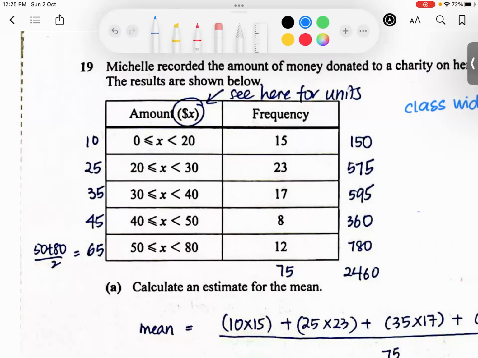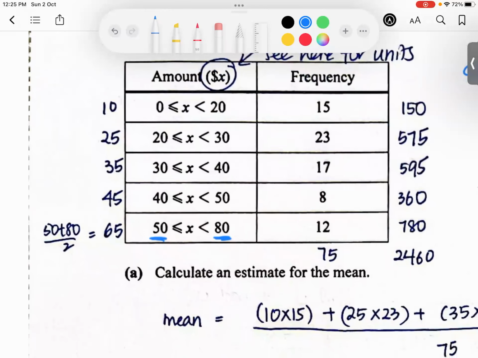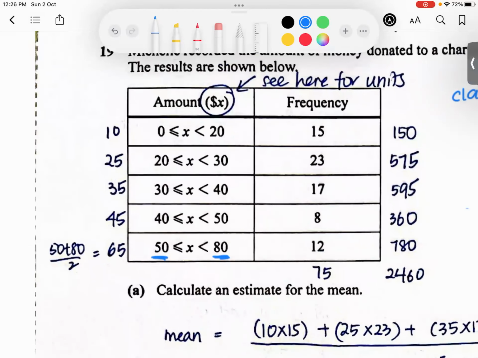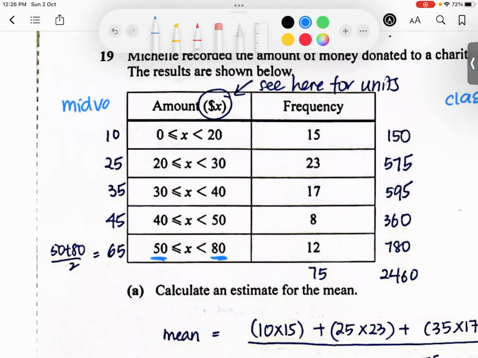How do you find the numbers? Take the two endpoints, add them together, divide by 2. This value is called the mid value, or another name is the class mark. So it comes in two names, in case they mention this and you don't know what they mean. The class mark represents the class. So how do you find the mid value? Take the two endpoints, add together, divide by 2.